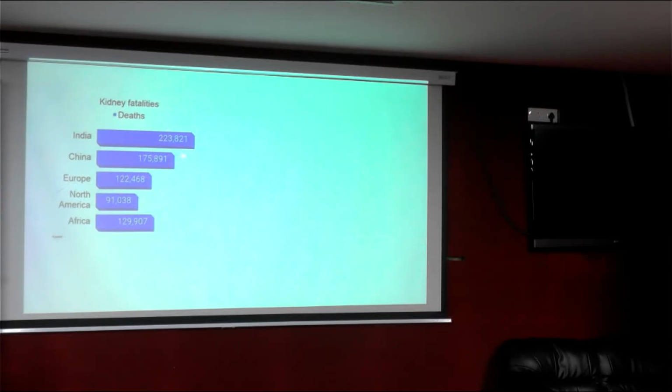In 2016, due to kidney problem, roughly around 2,25,000 people died because of kidney problem in India. And in China, it is 1,75,000. In Europe, it is 1,22,000 patients who died due to kidney transplant in 2017.